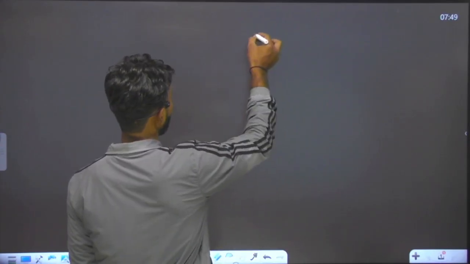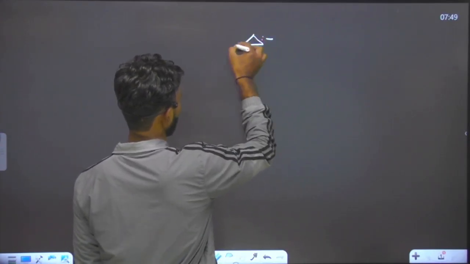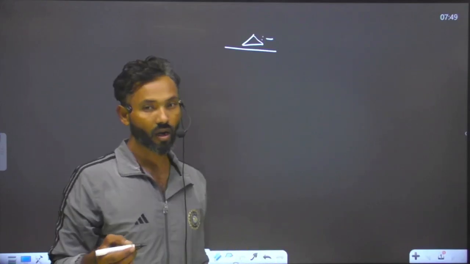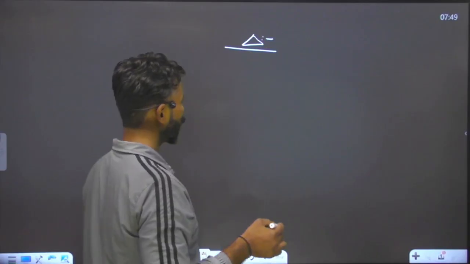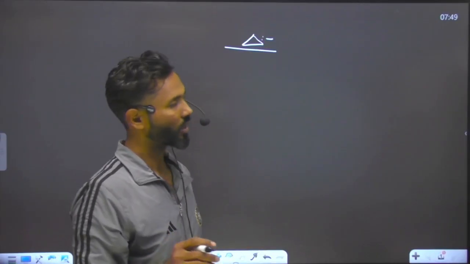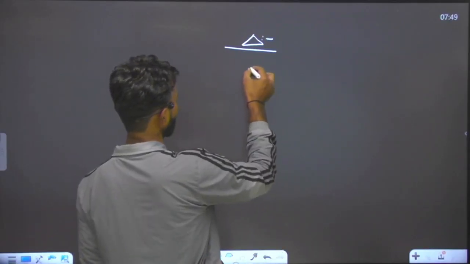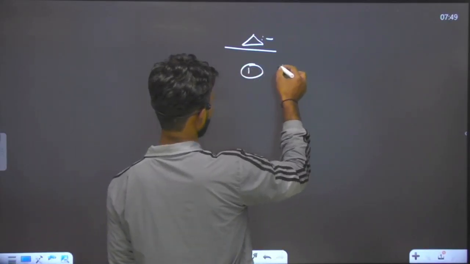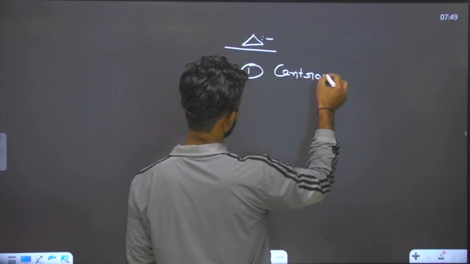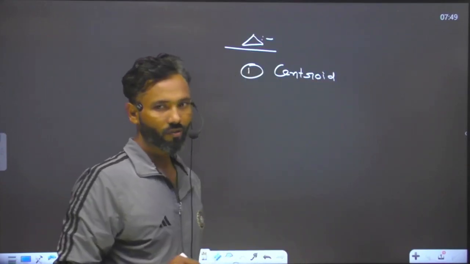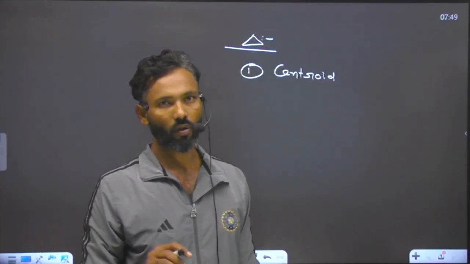So in today's class, I just wanted to tell you at first that there are 5 kinds of centers of the triangle we need to discuss. So I'm writing the names of those centers first. The first center is known as centroid. This is the first center of a triangle we will discuss.